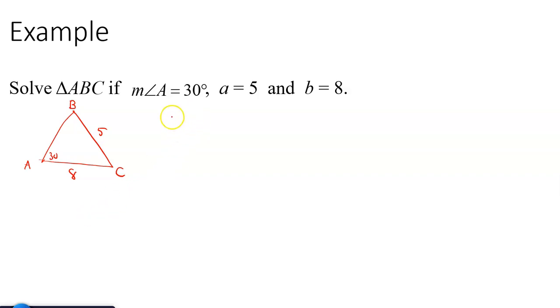Well, I know I've got the sine of 30. Sine of 30 over 5 equals, let's go with the sine of B since that's the only other piece of information I can work with, because I've got the opposite side, I just don't have the angle measure. All right, so cross multiply. 5 times the sine of B equals 8 times the sine of 30.